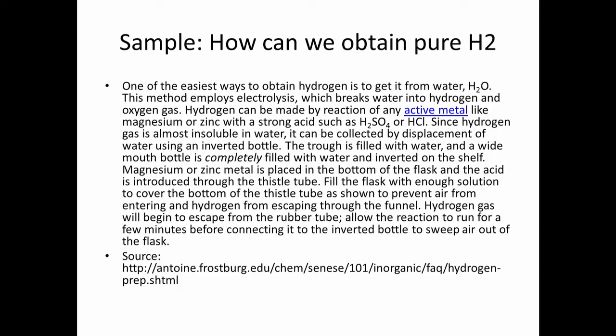Since hydrogen gas is almost insoluble in water, it can be collected by displacement of water using an inverted bottle. The trough is filled with water and a wide mouth bottle is completely filled with water and inverted on the shelf. Magnesium or zinc metal is placed in the bottom of the flask and the acid is introduced through the thistle tube. Fill the flask with enough solution to cover the bottom of the thistle tube as shown to prevent air from entering and hydrogen from escaping through the funnel.